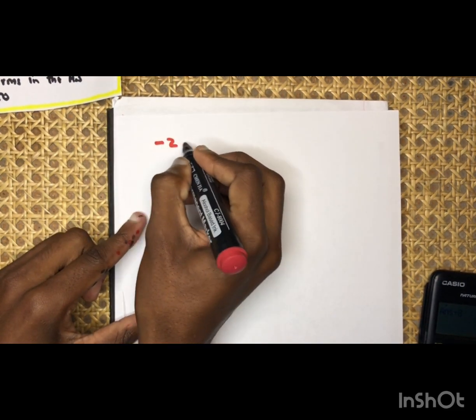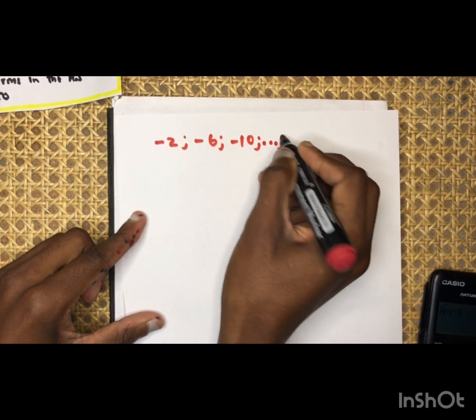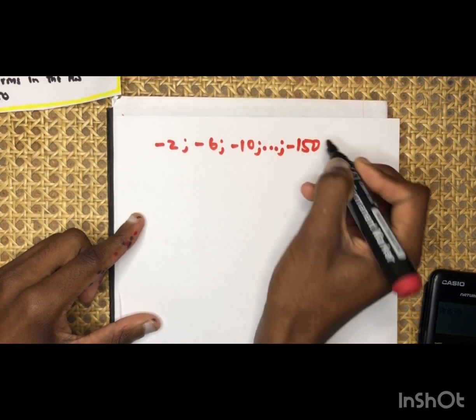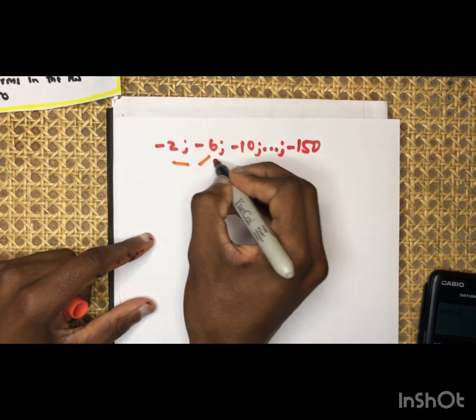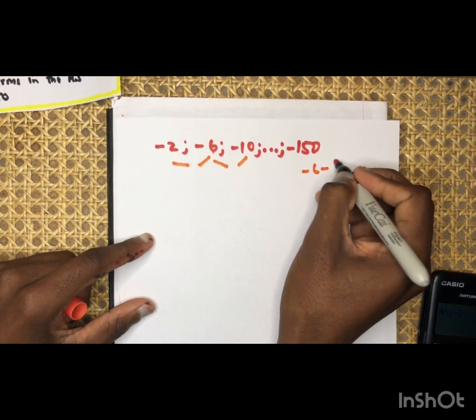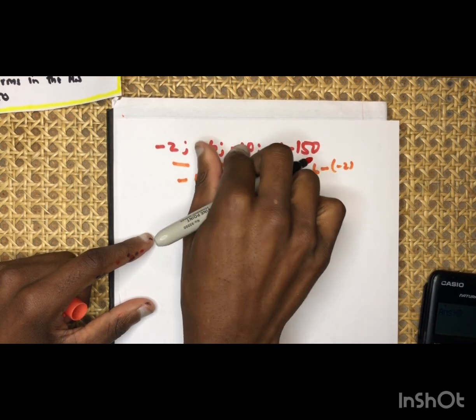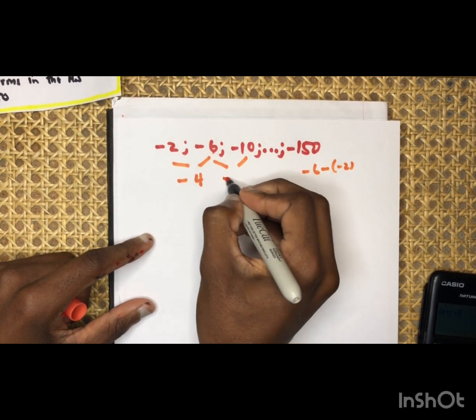So if we can copy this question down, we have negative 2, negative 6, negative 10, up to negative 150. Now, what do we need first here, guys? We need to find the difference before we do everything. We need to find what? The common difference because I'm dealing with an arithmetic sequence. So if I say T2 minus T1, so guys, it's negative 6 minus negative 2, which is negative 4. Then negative 10 minus negative 6 is negative 4.